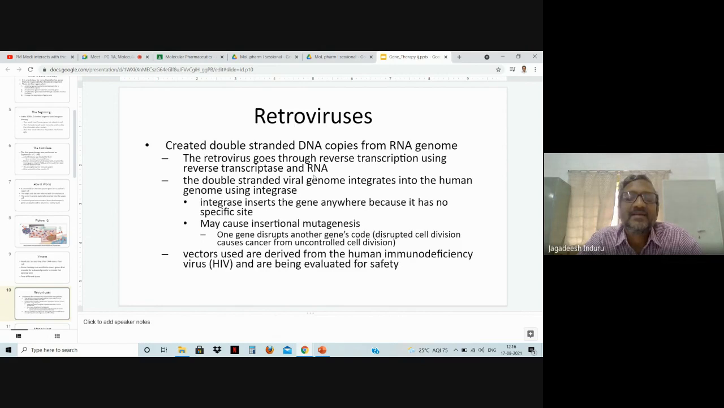So that is the reason the vectors derived from the human immunodeficiency virus, HIV, are being evaluated for safety, because if the virulent and pathogenic portion of the retrovirus also gets inserted into the gene, then even small traces will cause disease symptoms of the vector we are using. So precisely, we need to introduce the retroviral gene segment which does not have a pathogenic part.